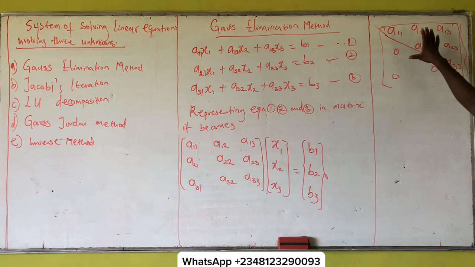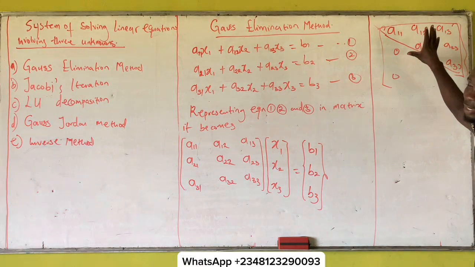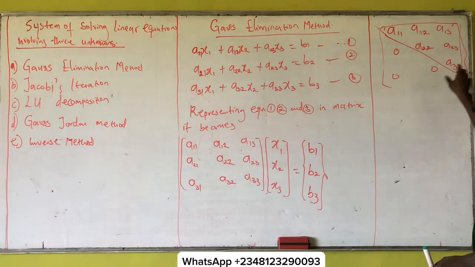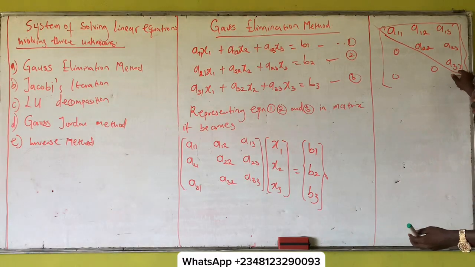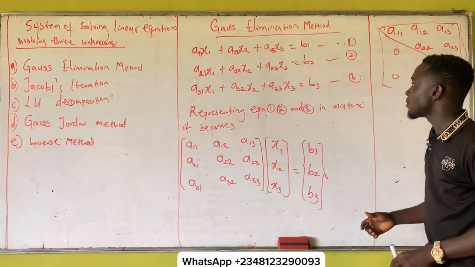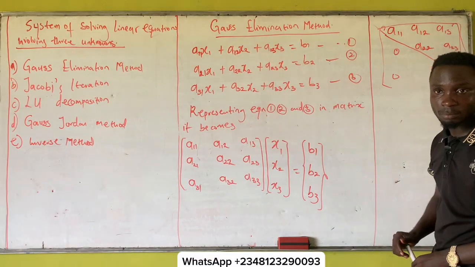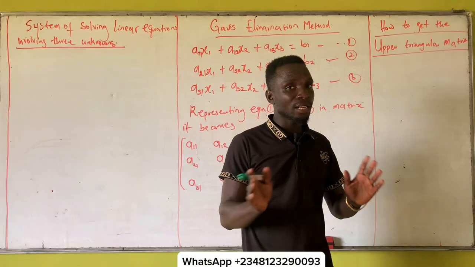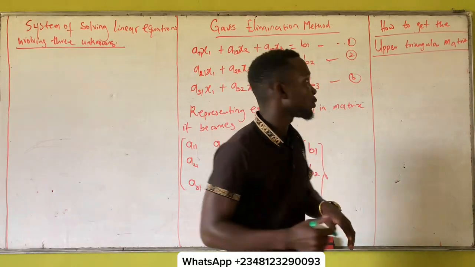Once we are able to get this upper triangle of values, we will be able to solve for x3, because x3 will now have a coefficient here that will be equated to this. So our aim is to get this. Now let's look at how to get the upper triangular matrix that I showed you.